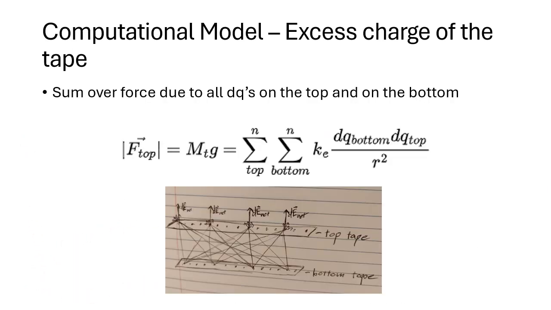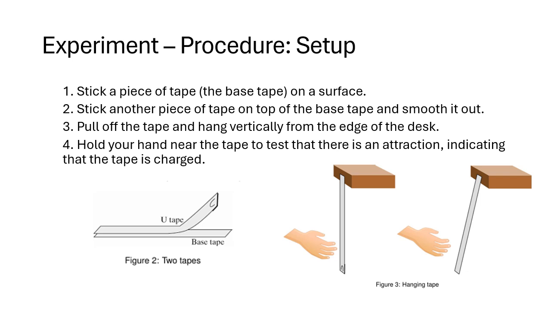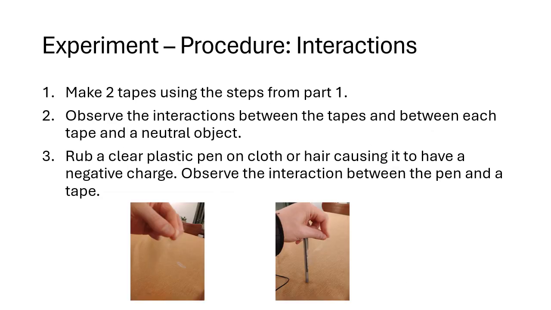This is the computational model for excess charge of the tape, which sums all of the infinitesimal forces on the bottom tape and the top tape. So in this case, both the bottom tape and the top tape are assumed to be a line charge. This is the procedure and observations, which we're just going to go over really quickly since it was covered in the last lab.